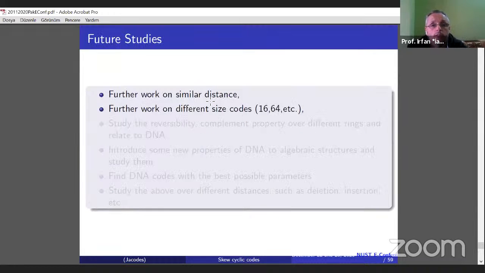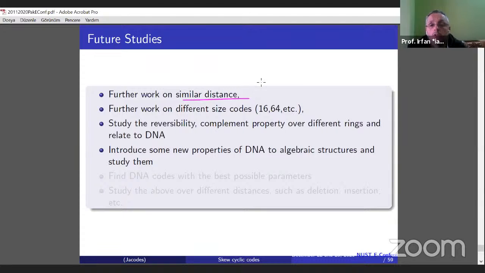So one can look at similar distance work. As I said, the generators had odd degree over there. What if they have even? What can we say? We can work at different sizes. That's fine. Different rings are also, and this is what's happening nowadays. We're looking for different rings.